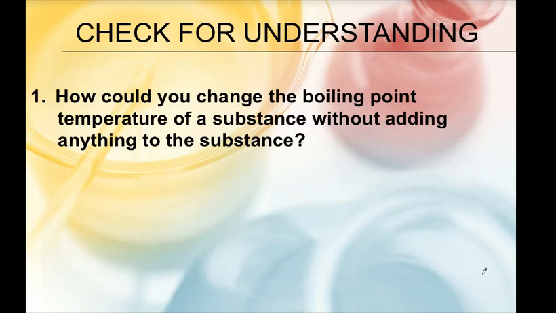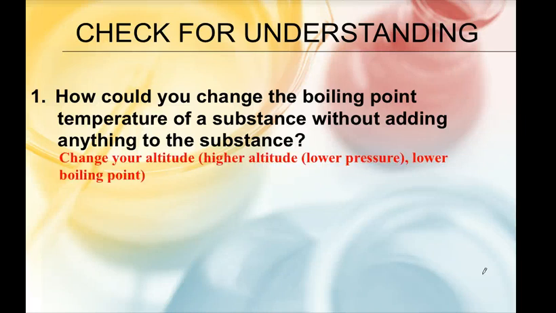All right, let's go through check for understanding. How could you change the boiling point temperature of a substance without adding anything to the substance? The only way to change the temperature that a substance boils at is to change the air pressure, which means you would have to change the altitude. You either go higher up in the atmosphere or lower in the atmosphere. So if you went to the top of a mountain, air pressure is lower, which would mean that the liquid would boil at a lower temperature.